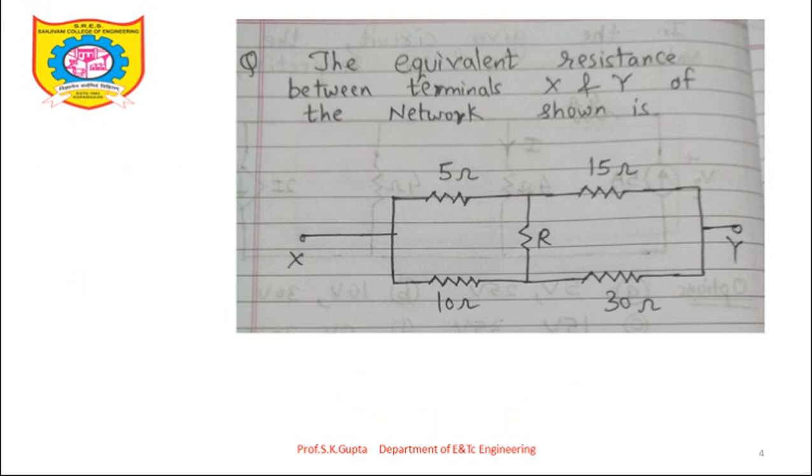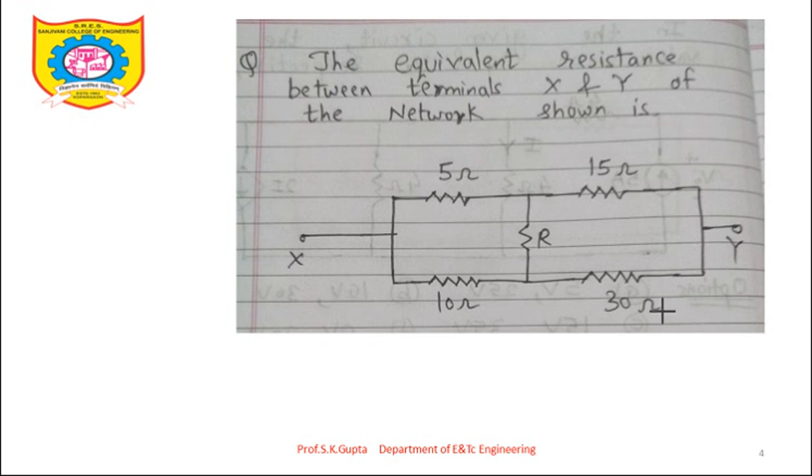Okay, so once again I will repeat. One network is provided. This is also the bridge circuit. Opposite branch resistances are the same. Product of opposite branch resistance: 5 into 30 is 150, 10 into 15 is 150. That means the bridge is balanced. So whenever the bridge is balanced, this resistance has no effect. Either you can treat this as short circuit or open circuit, and then solve the series parallel combination, you will get the answer.